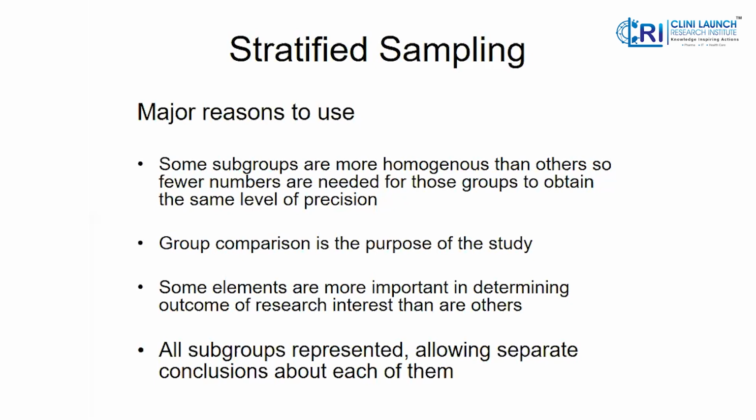Some elements are more important in determining the outcome of a research interest than others, and all subgroups are represented, allowing separate conclusions about each of them. For example, if every person in the population had the same salary, then a sample of one individual would be enough to get a precise estimate of the average salary. So in this way, the advantages of stratified sampling are more compared to any other sampling process.